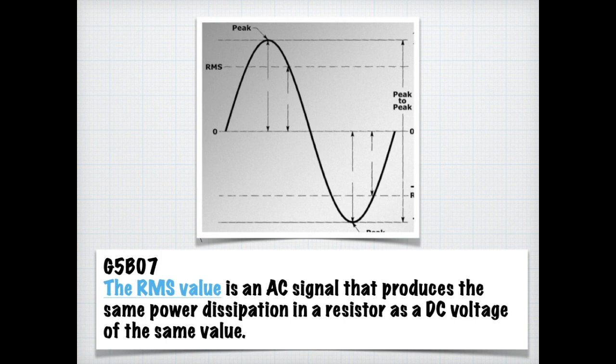RMS stands for root mean square. It's defined as the square root of the mean square. It's also known as the quadratic mean. For the test purposes, you need to know that the RMS value is an AC signal that produces the same power dissipation in a resistor as a DC voltage of the same value.